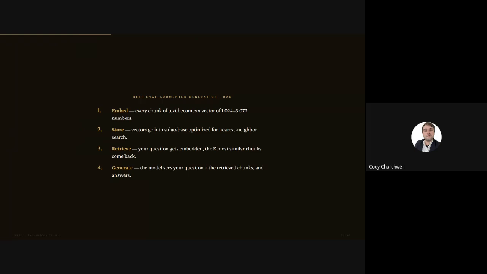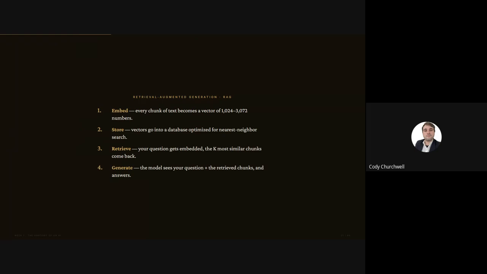We then move to step 3, which is retrieve. When you ask the question, your question gets embedded. It becomes a vector. The database finds the top 5 or top 10 nearest stored vectors. Their text gets inserted into the conversation context.